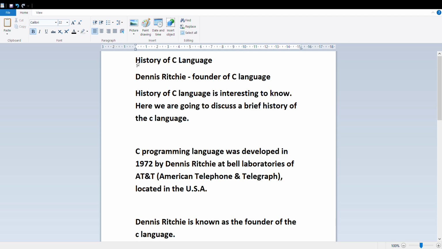See here, in part 1, I'm going to explain the history of C language. So first, see the definition. C is a procedural programming language. Simply, you can say procedural programming language or structured programming language, or a system dependent programming language, or a platform independent programming language, developed by Dennis Ritchie in 1972 at Bell Labs in USA. So this is the definition of C language.